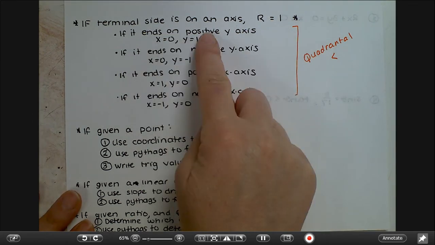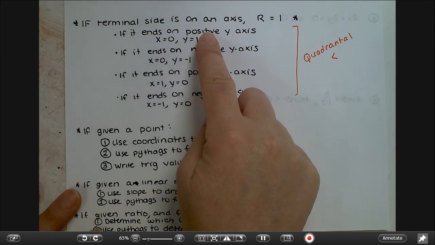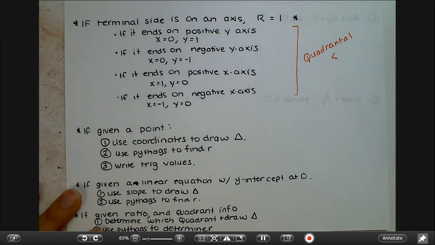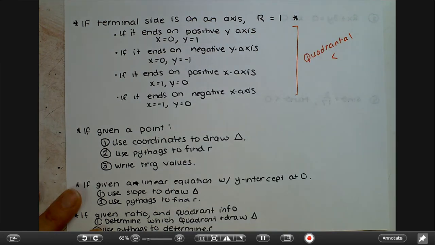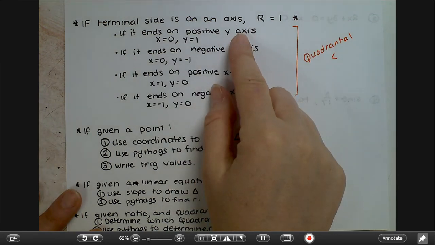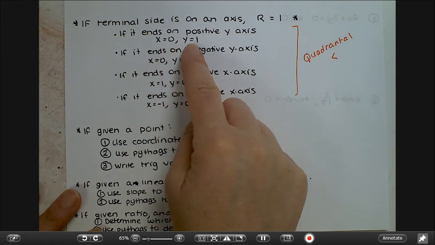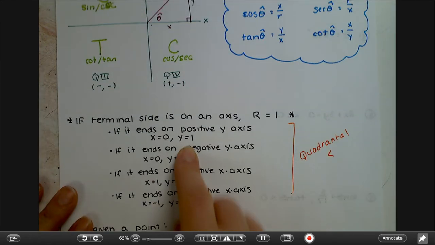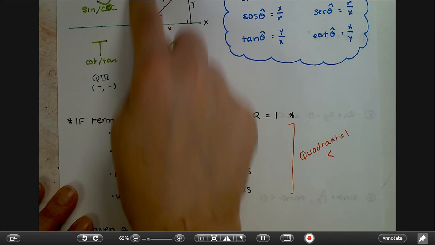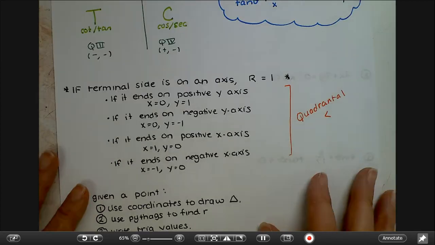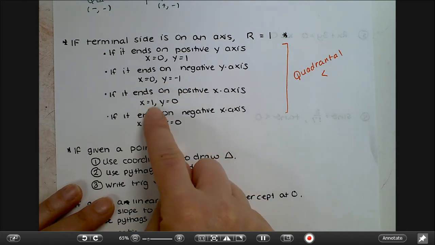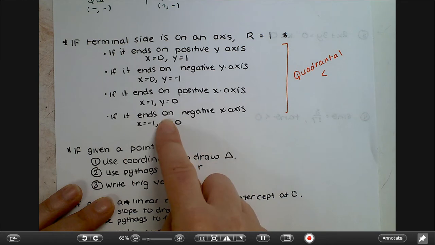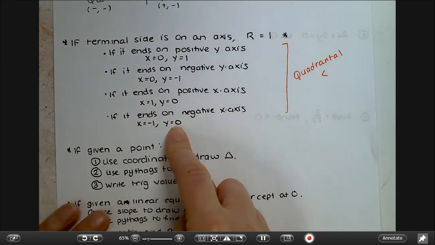And if it ends on the positive y-axis, so at 90 degrees, or any coterminal angle to that, add 360, x is going to be 0 and y is 1, which makes 100% sense because if x is 0, we're along the y-axis, so we're going to use 1 for y. And that pattern continues. Negative y-axis, x is 0, y is negative 1. Positive x, x is 1, y is 0. And negative x, x is negative 1, y is 0.